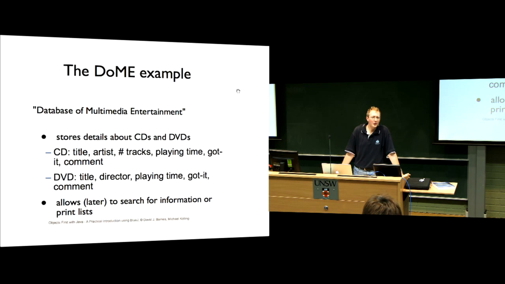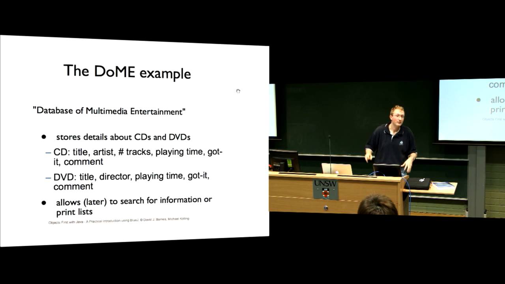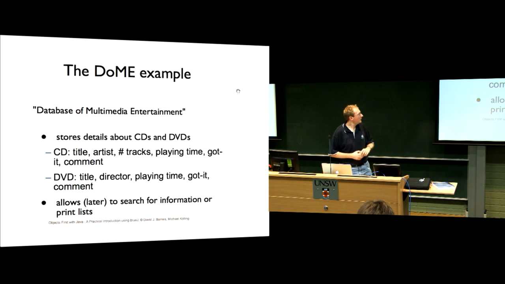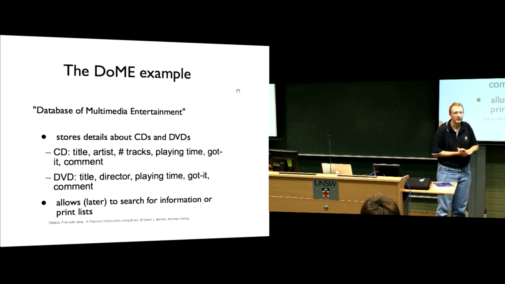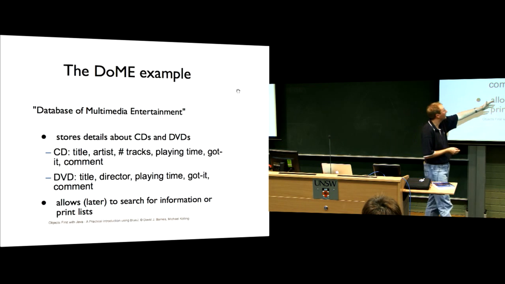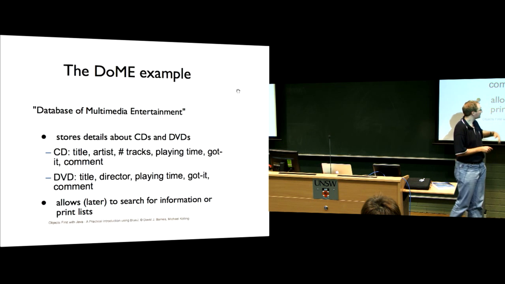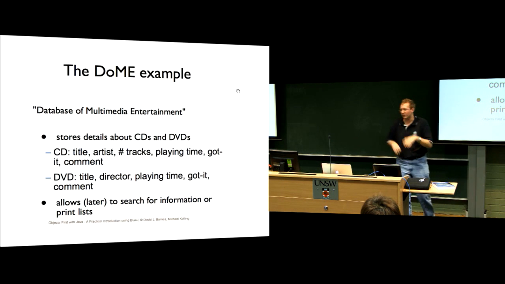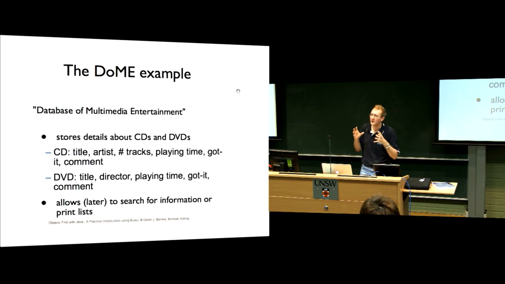Basically, we're trying to store a collection of CDs, DVDs, sort of multimedia. Like, I run a Mac, so think of iTunes. It stores lots of multimedia, CDs, various different songs and that sort of stuff. And the idea is to develop that sort of program. CDs have various things like a title, artist, number of tracks, so on and so forth. DVDs have similar things, but there are also differences, so they have a director, whereas a CD doesn't. And we also want to be able to store this information, search it, and print it for later.